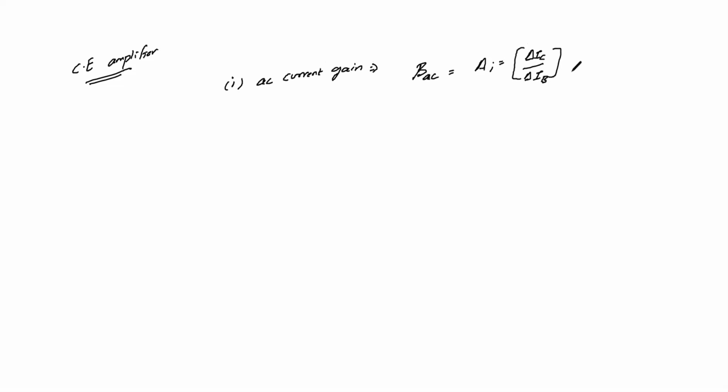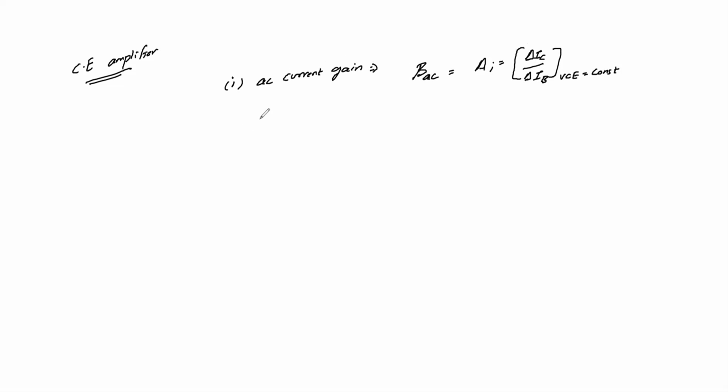So let's see one more. For your CE configuration, I'll directly give the relations. For CE amplifier, first one is your AC current gain. The relation will be beta AC, or I'll take the relation as AI, which is equal to del IC by del IB. It is your CE configuration, whether it is NPN or PNP, doesn't matter. It is at VCE constant.